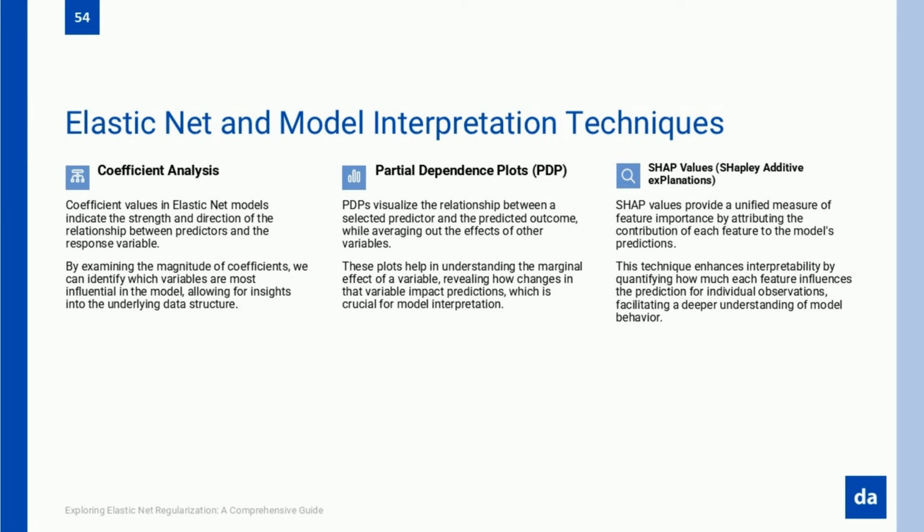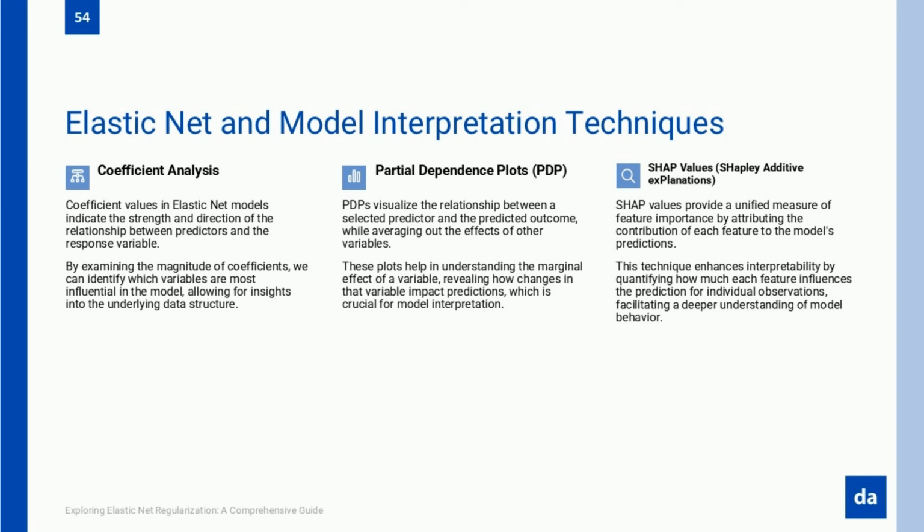However, raw coefficients don't always tell the full story. Standardized coefficients provide a clearer picture by showing how much each feature contributes in terms of standard deviations. This makes it easier to compare the relative importance of different predictors, especially when features are measured on different scales.